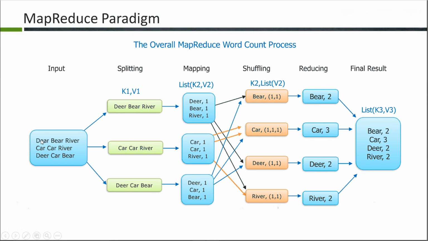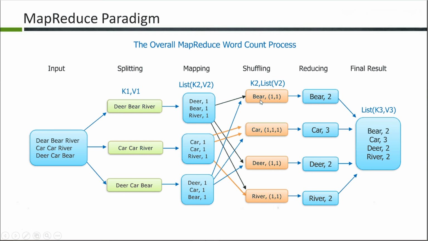So here we have our data, which is deer, beer, river, car, river, deer, car, beer. Now we split this big chunk of data into small pieces. So we get deer, beer, river, car, river, deer, car, beer. So we send it to the mapper. Now the mapper assigns each of these words a value of 1. So we get deer 1, beer 1, river 1, similarly in the next two cases. Now this data is sent to the shuffler.